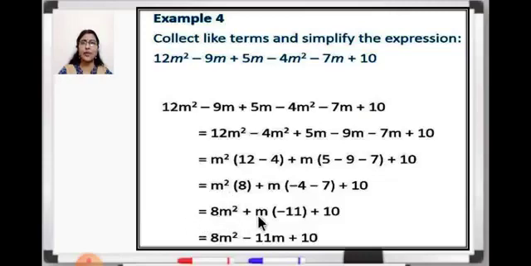So 8m square plus, now this we will work out, minus 7 minus 4. When both are negative, we will add them. So 7 plus 4 is 11, and as both are negative, we will give a minus sign here, and then you can see here 11m plus 10. Now next step you see 8m square, now here plus minus, it will be minus 11m plus 10. So this way you will get the answer 8m square minus 11m plus 10. So this way we have simplified the expression given in the question.